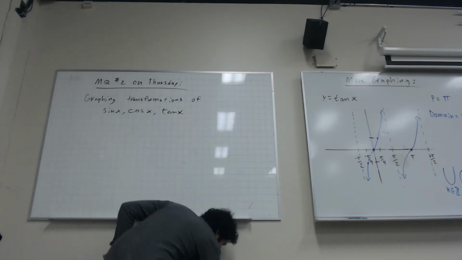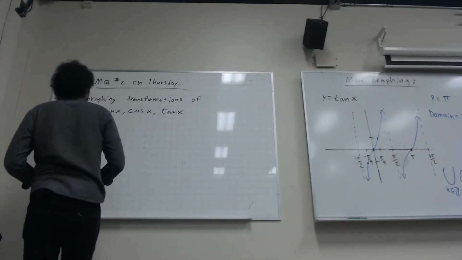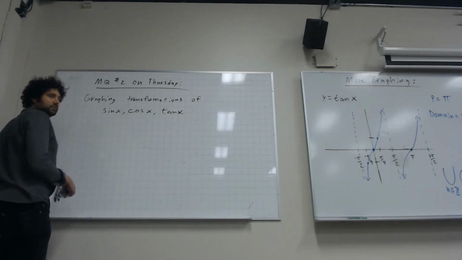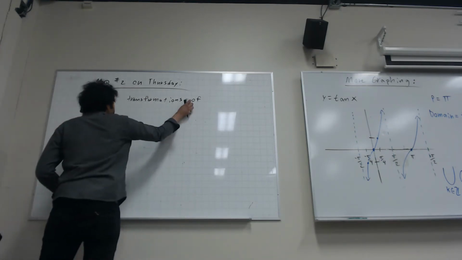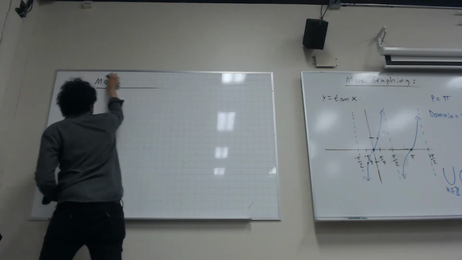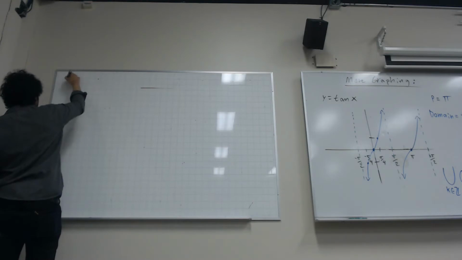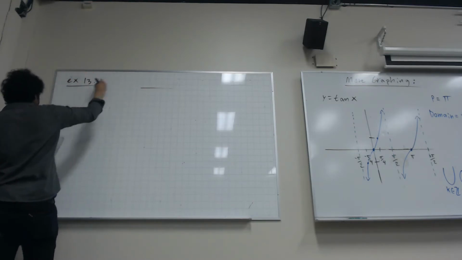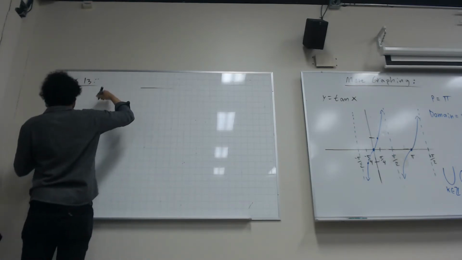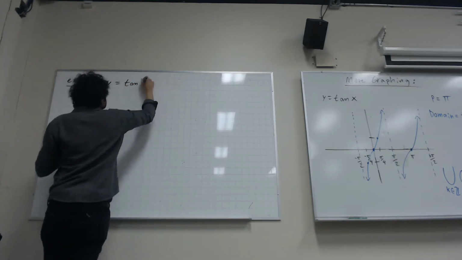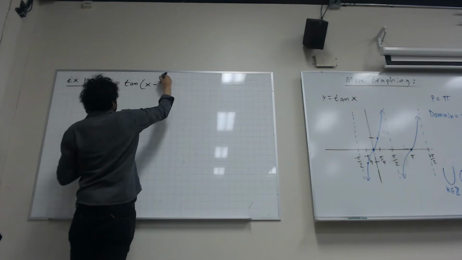Okay, should I erase the mastery quiz info? Sure. Graph and transformation of sine, cosine, tangent. Okay, so now we're going to number 13. Let's go on to 13 on the homework, because you know the evens. Graph y is equal to tangent of x minus pi over 3.